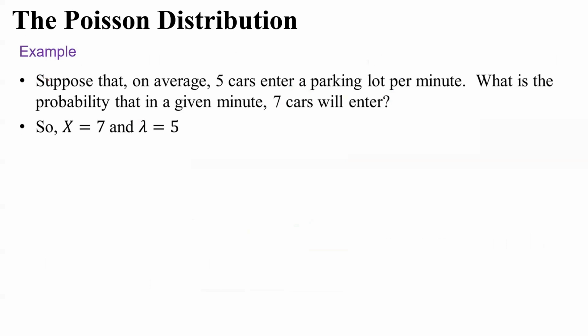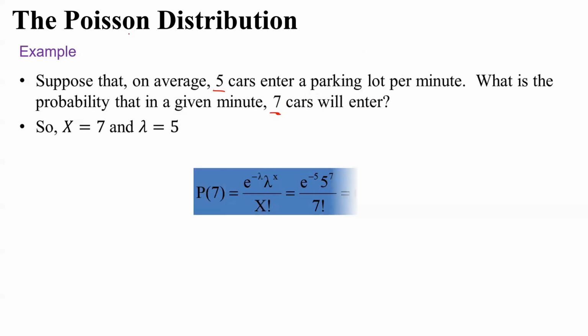Now take a look at this example. Suppose that on average 5 cars enter a parking lot per minute. So in 1 minute about 5 cars enter. What is the probability that in a given minute 7 cars will enter? Now we're going to calculate the probability. We know the mean value is 5 cars entering per minute. So what is the probability of 7 cars entering? We use the formula.